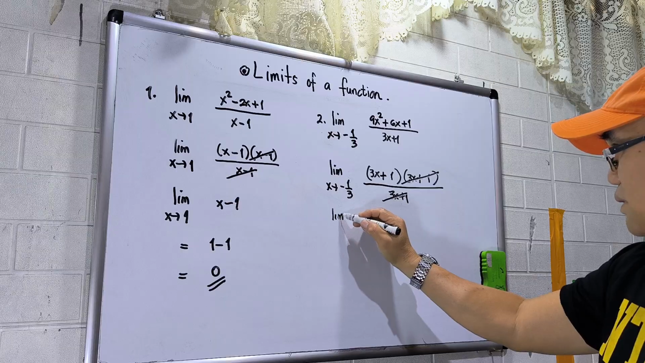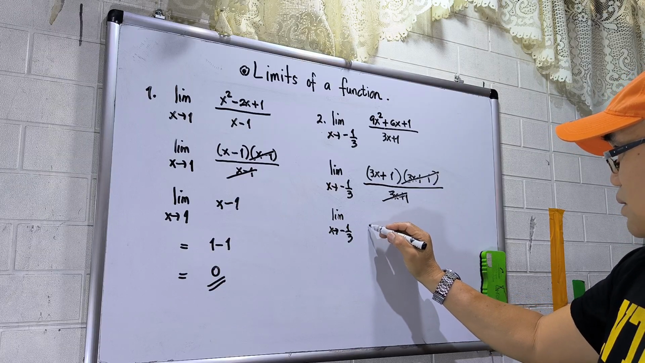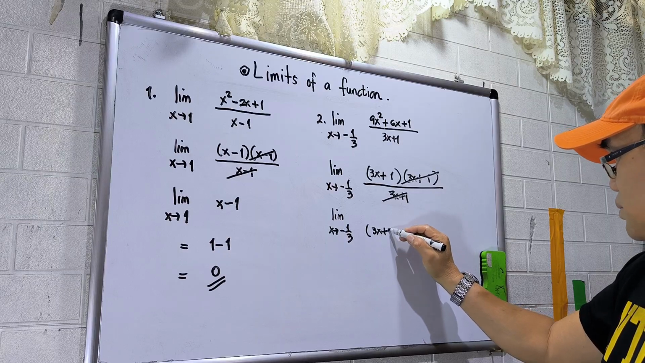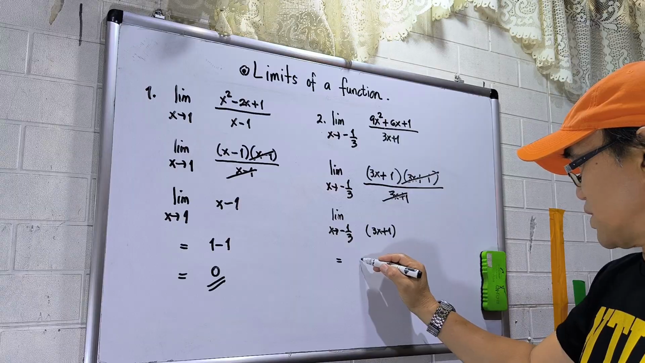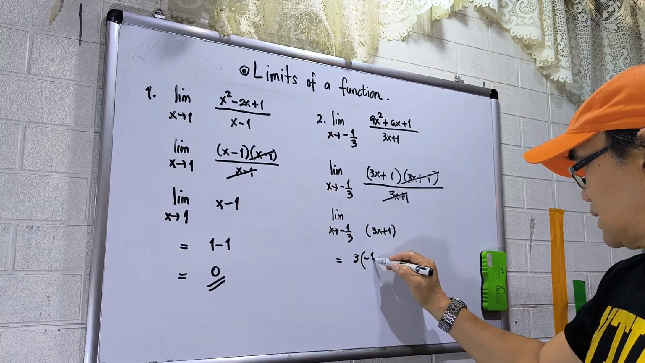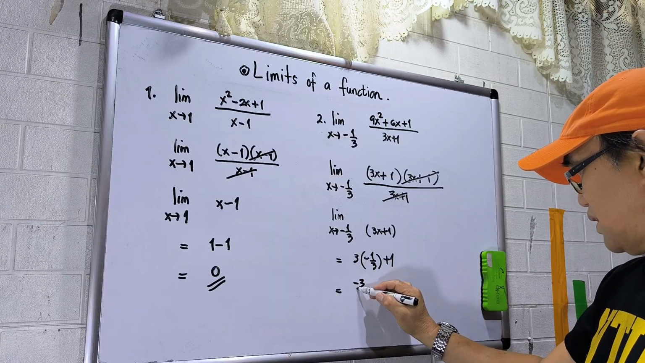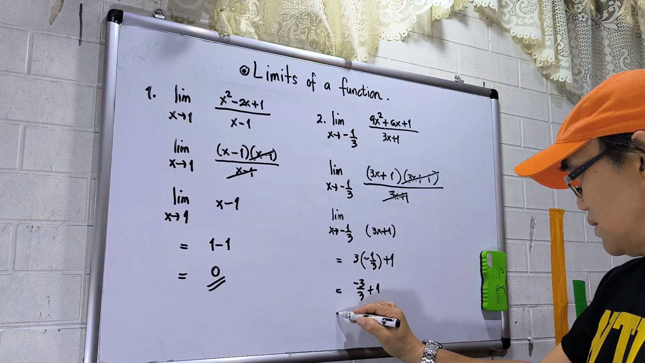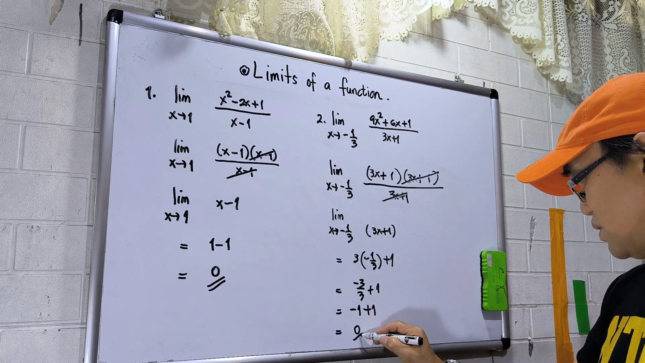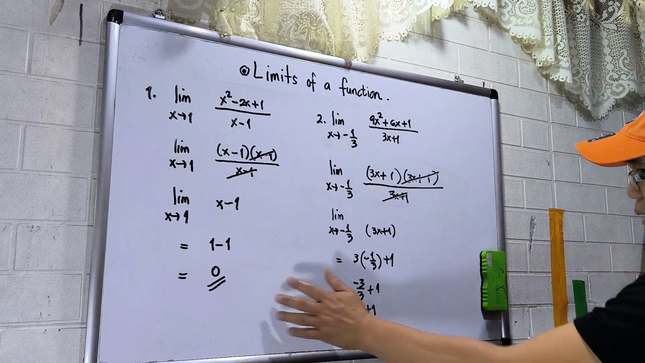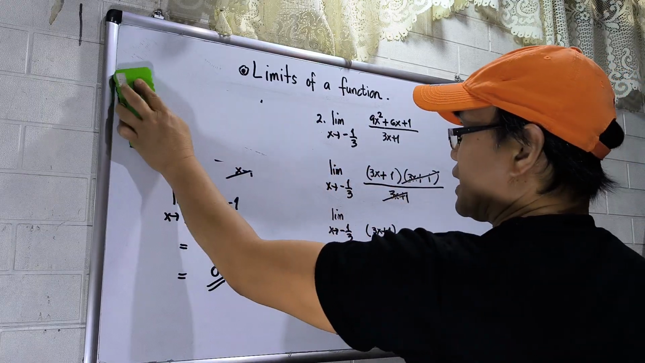So I have now the limit as x approaches negative 1/3 of 3x plus 1. And then I will plug in x equals negative 1/3. So this will be 3 times negative 1/3 plus 1. So negative 3 over 3 plus 1, so negative 1 plus 1, the answer is also 0. Okay? Number 1 and number 2, the answers are 0. Now let's proceed to number 3.